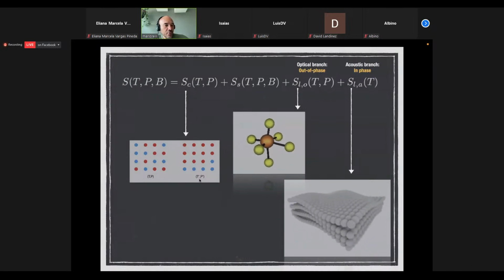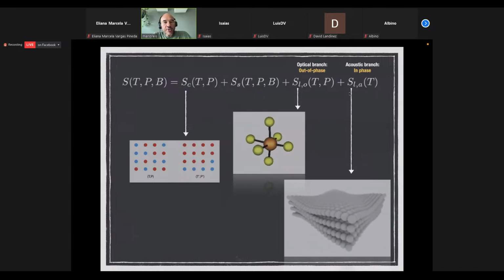Changing the temperature and pressure, here is T prime and P prime, it has an associated entropy. So we have considered this entropy. Here's the spin entropy. It's textbook: for the diamagnetic state the contribution is 0, so it's the paramagnetic entropy for the spin. It's textbook.